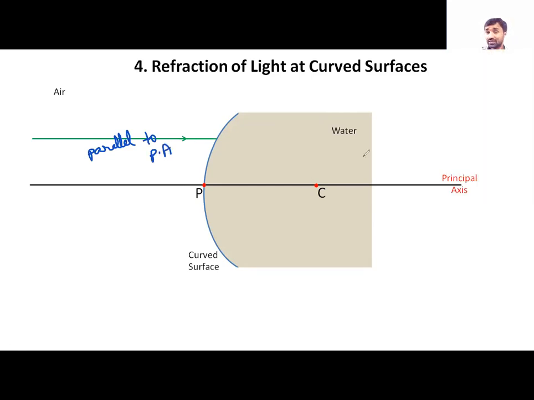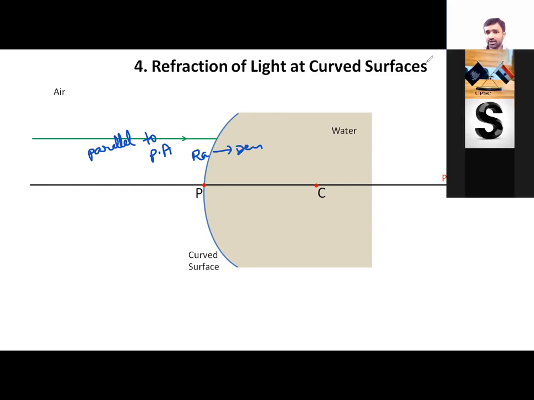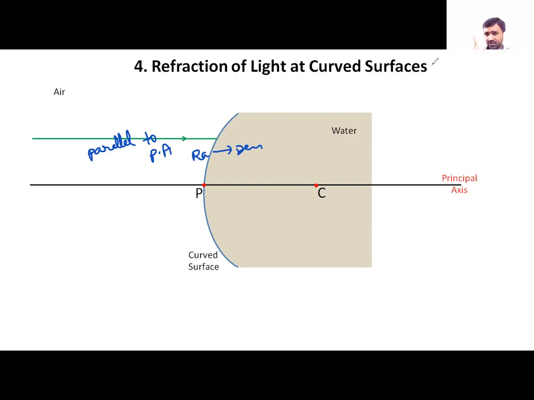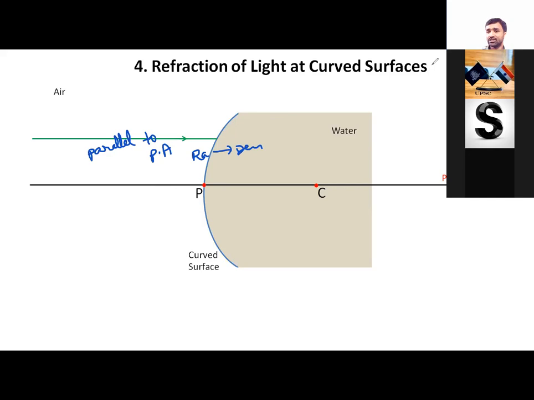Then how does this light ray behave when it propagates from one medium to another medium? That medium is what? Air to water means what? Rarer to denser. Is it clear, everyone? Right. So here I'll ask you one thing. On which surface did I target the light ray? Which surface is that light ray going to meet?